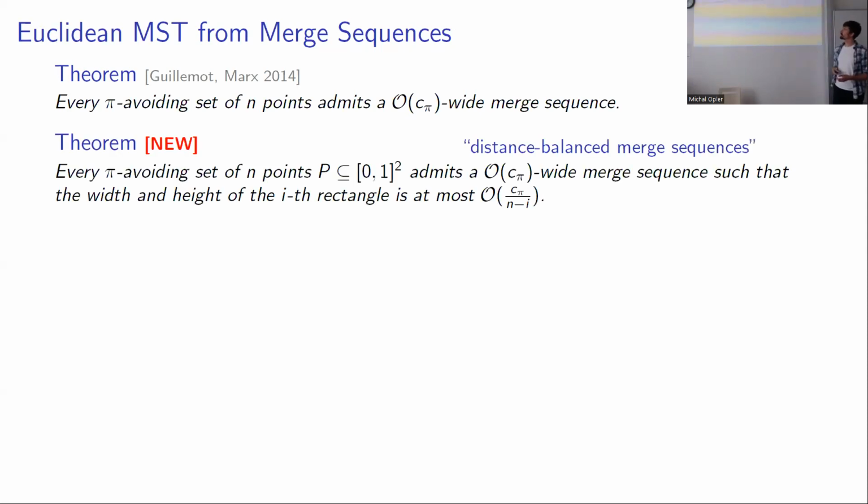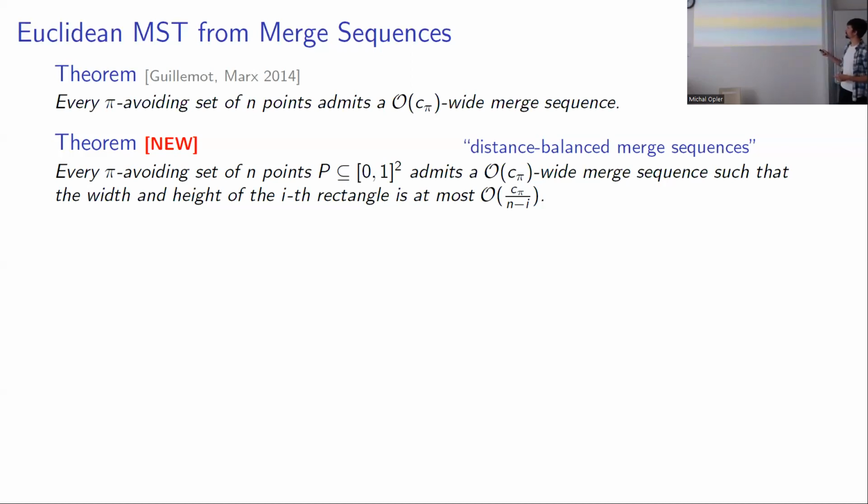And then we managed to show that, in fact, every pi-avoiding set of endpoints admits something that we call a distance-balanced merge sequence of the same, again, wideness, where, in particular, the width and height of the ith created rectangle is at most linear in 1 over n minus i. So the rectangles behave like you would expect: the first rectangles you create are really small because you're connecting the points that are nearby. And as you go along, you're forced to make larger rectangles, but they're somehow inversely proportionate to how far along you are in your merge sequence.